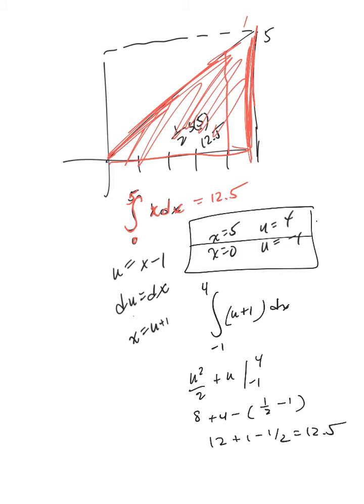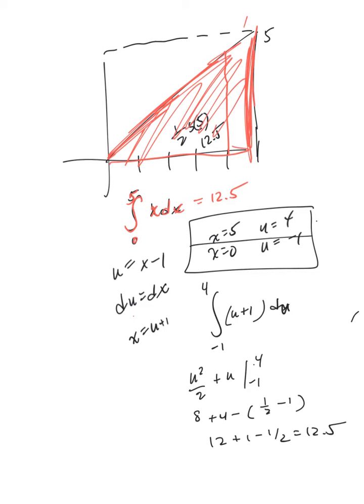Okay, I go back. I replace x with u plus 1. I get the antiderivatives, u squared over 2 plus u. But my bounds of integration are -1 to 4. And I get the same answer, 12.5. Okay, so why does this happen?